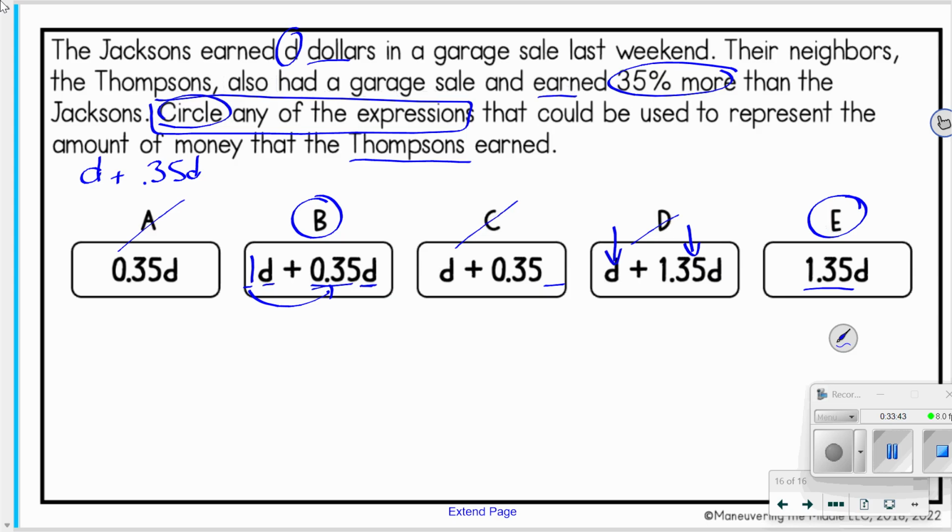Make sense? Yeah. Any questions on anything we've covered today? Nope. Okay, guys, so simplifying should be relatively easy. Good luck to you.